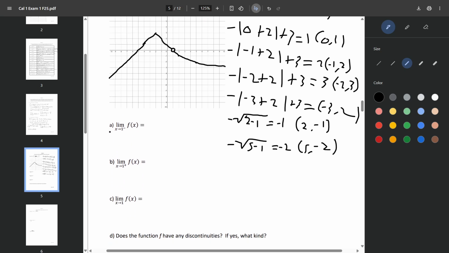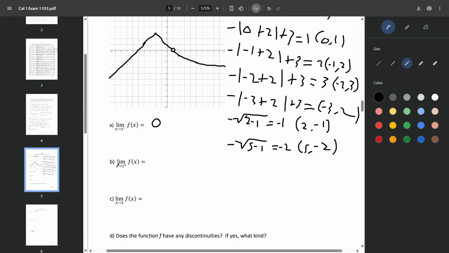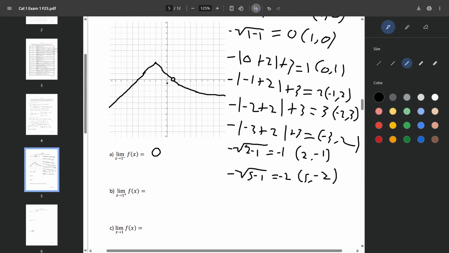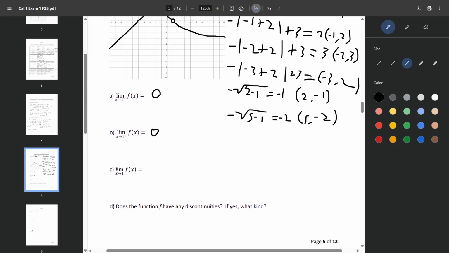So first question A is limit of x approaching 1 from the left. Well, as we can see from the left, it seems to be approaching 0. And the next question is going to be a limit of x approaching 1 from the right of f of x. So as we can see, it seems to be approaching 0 when it approaches 1. So our answer is also going to be 0.